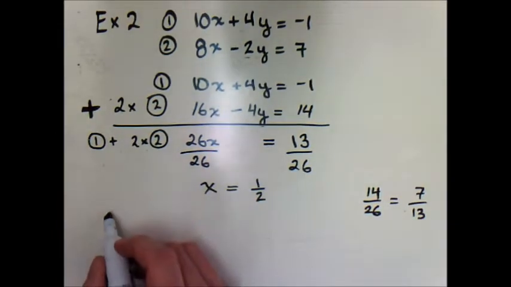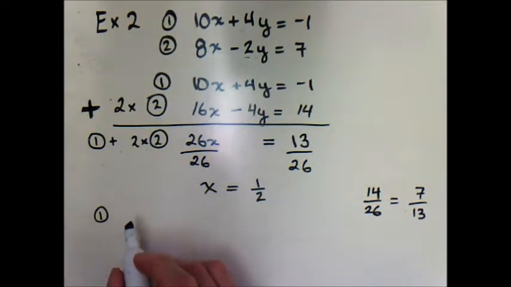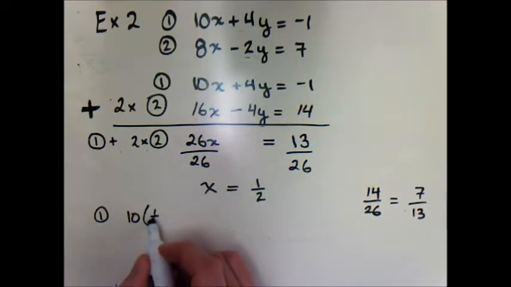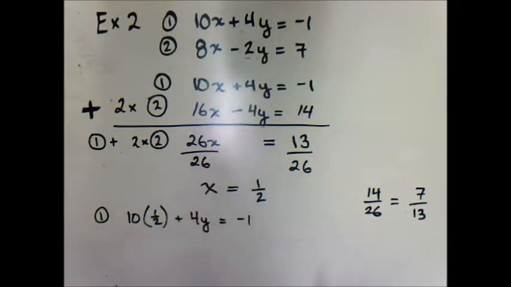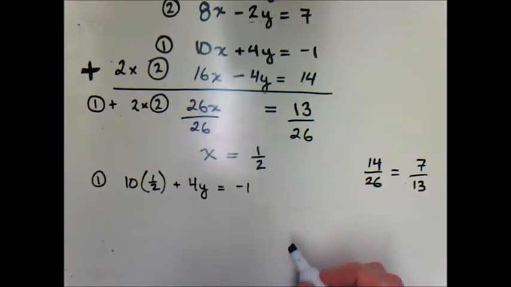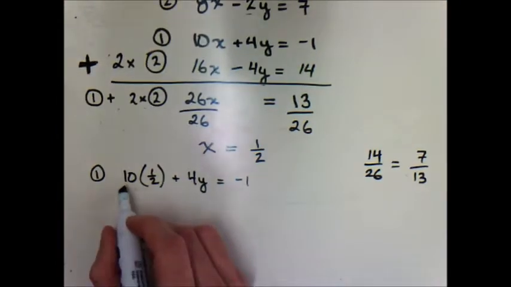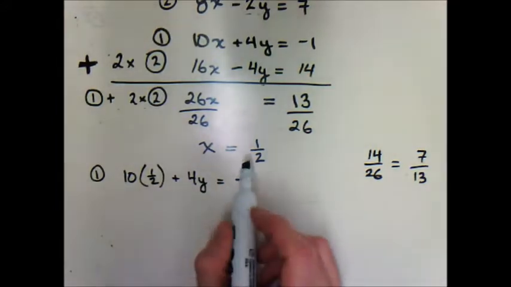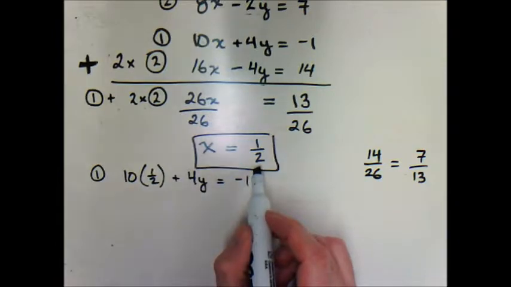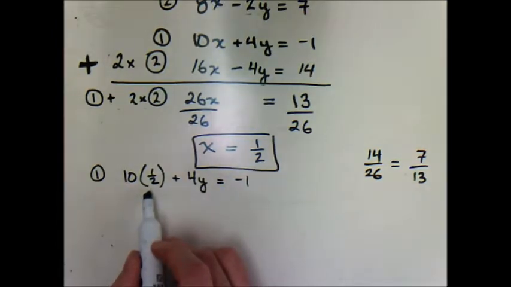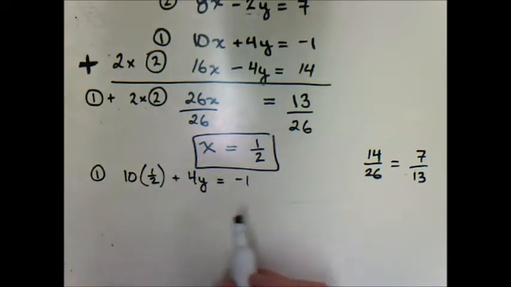Sub it in. Sub it back into equation 1 to find out what y is. 10 times a half plus 4y equals negative 1. Okay, keep up, please. I know that x is equal to a half, so I can just sub in a half wherever I see an x. Because I already found out that x at the solution for this linear system is going to be 1/2.